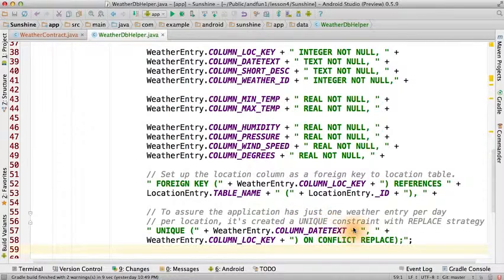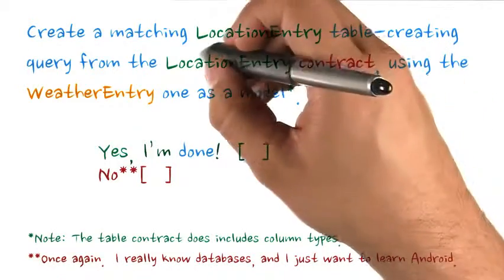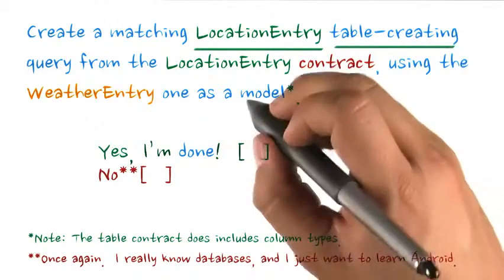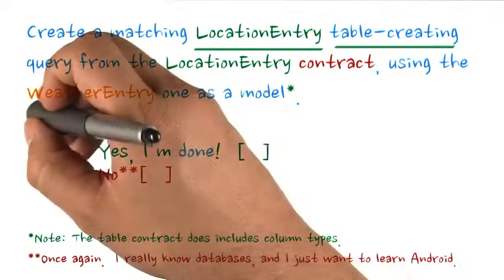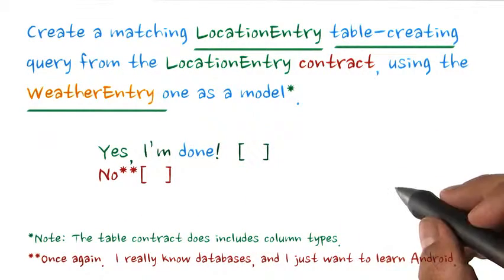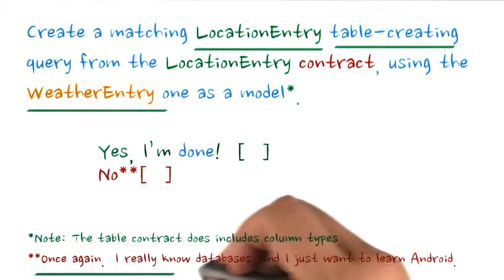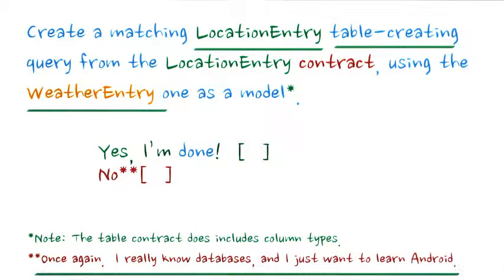Our date text plus location must be unique. On conflict, replace the data. This allows us to insert new data from the OpenWeather API easily, preserving existing keys and updating the values if the forecast changes. Create a matching location entry table creating query from the location entry contract, using the weather entry one as a model. The good news is that this is a simpler query, and if you really hate databases, just move to the solution.